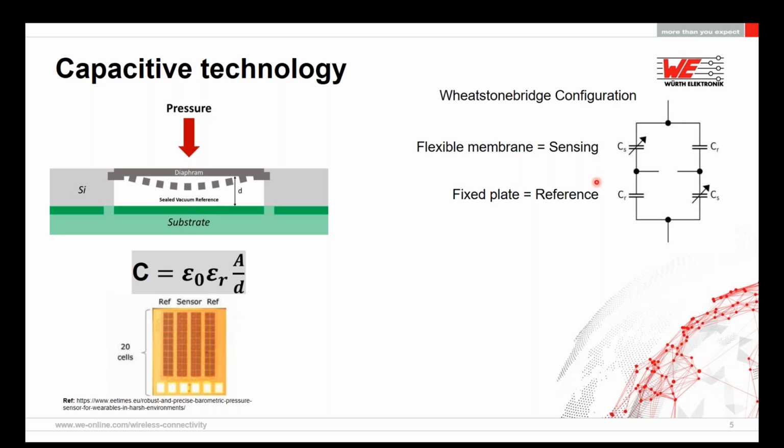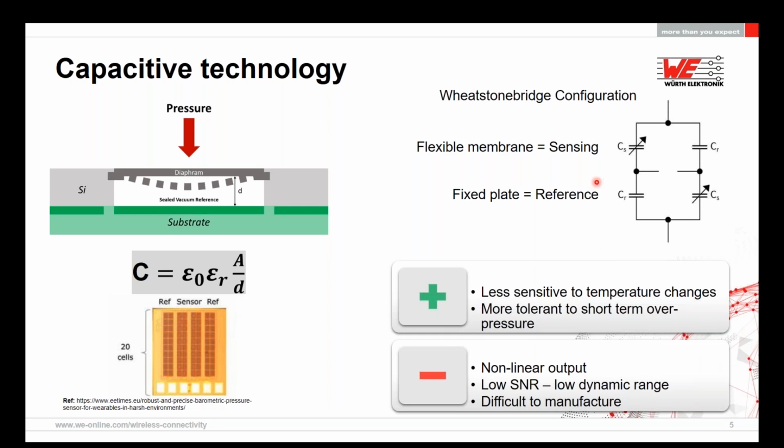The benefit of this kind of structure is that the pressure measurement is more or less differential, and both the sensing and the reference cells are exposed to the same temperature changes. That is a big benefit, that the temperature does not have a large effect on the pressure measurement. Another benefit is that the sensor is more tolerant to short-term overpressure. On the other hand, the sensor has a nonlinear output. Also, the low signal to noise ratio leads to a low dynamic range as well. Because it's a capacitive technology, it has some parasitic capacitance, and in order to eliminate the parasitic capacitance, it needs some more electronics. At the end, it is also difficult to manufacture because of these reasons.